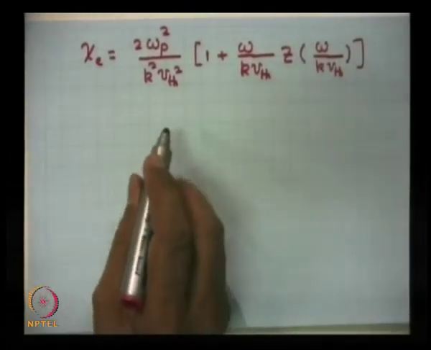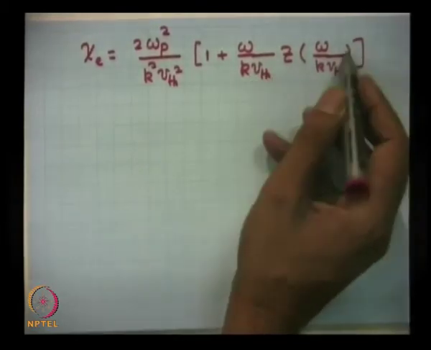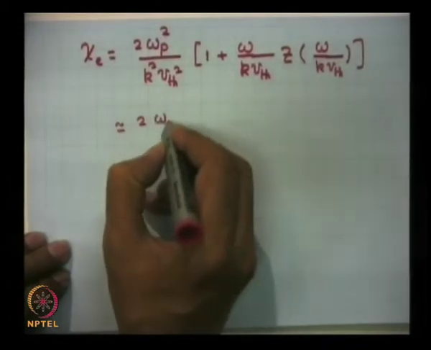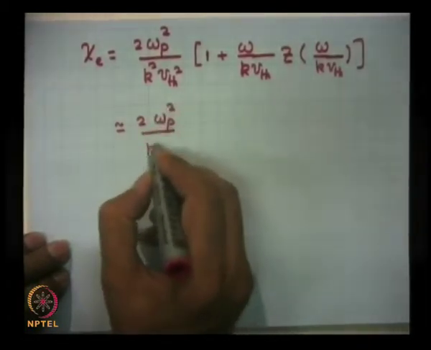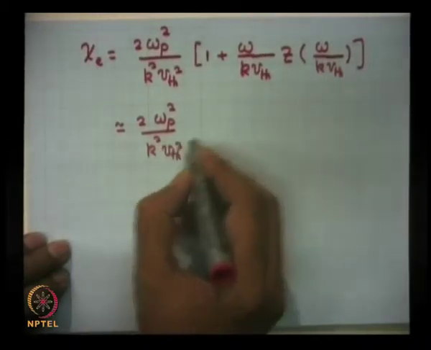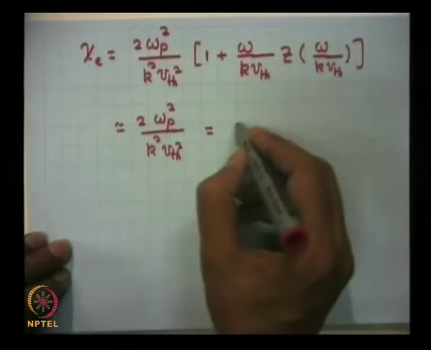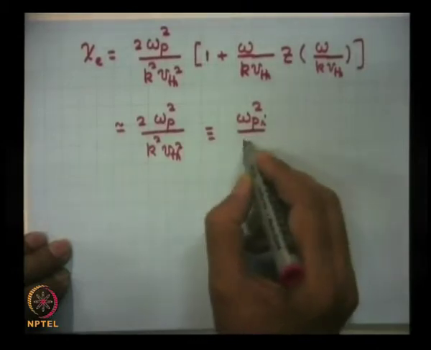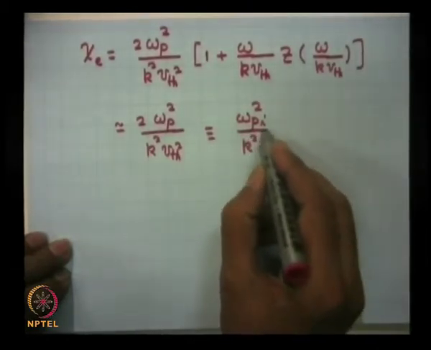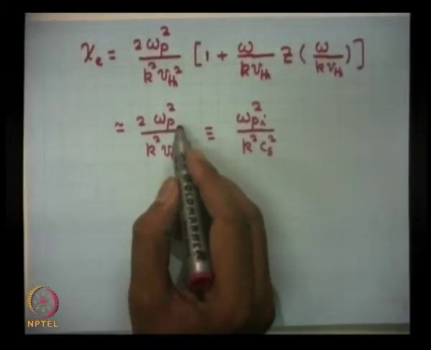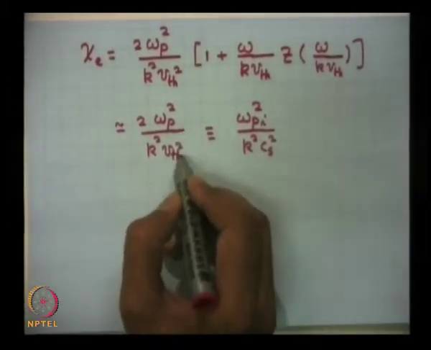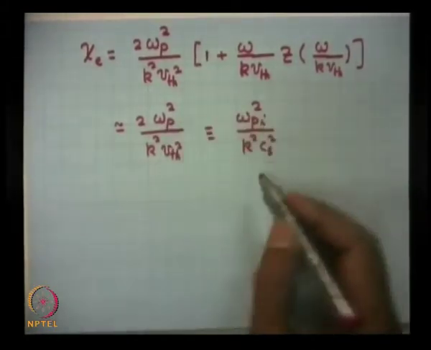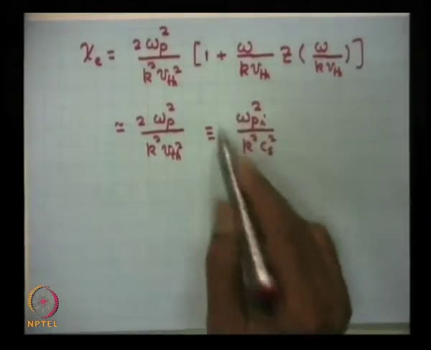But we are considering the limit when omega is much less than k V thermal, then this quantity is negligible. So, this is primarily equal to 2 omega p square upon k square V thermal square, and this you can easily see is exactly the same as omega pi square over k square Cs square, because omega pi square contains a 1 upon mass, V thermal square also contains 1 upon mass, and they cancel out. So, whether you put omega p, omega pi or Cs, the same thing happens. So, this is the value of chi e.